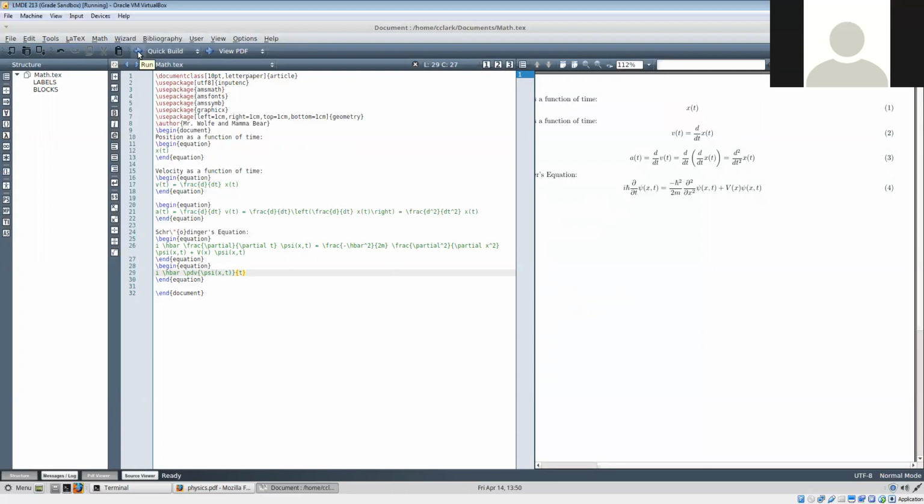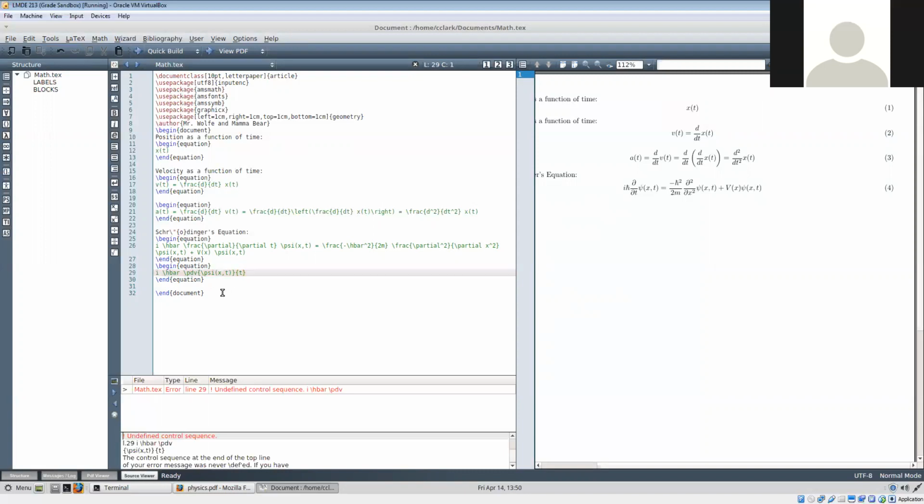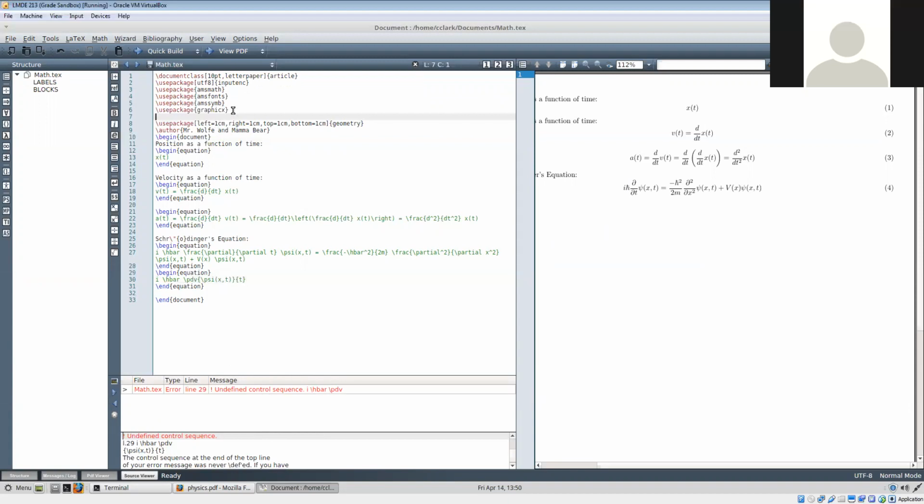That's probably not actually what I want because that's going to put the uncontrolled. So pdv is not found. I have to add the physics package. To add the physics package, all of the packages are added up here in the preamble. So just go up here and we need to add a usepackage command.